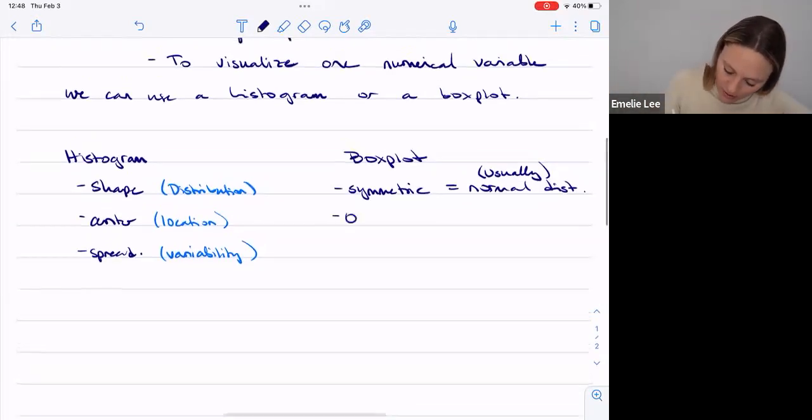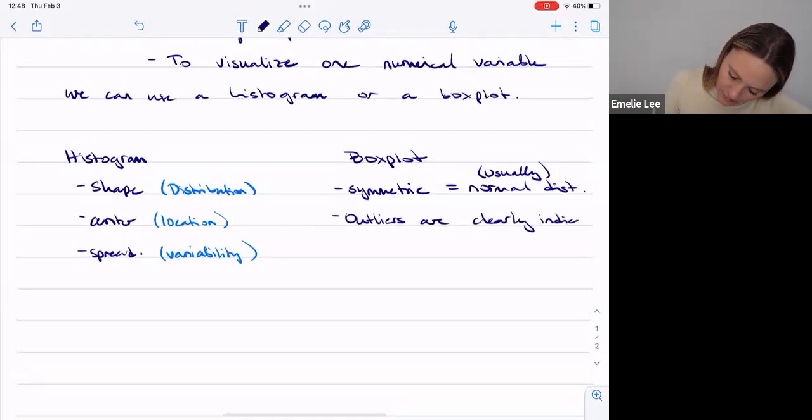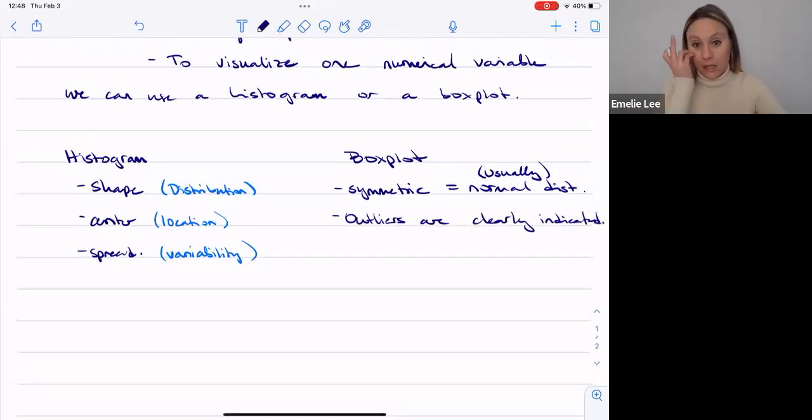And so outliers are clearly indicated. And depending on what programming language you're using, if you're using R, I know it uses the 1.5 IQR rule, but you would have to read the documentation, right, to figure out what it's using, because the 1.5 IQR rule is not the only one that we can use.